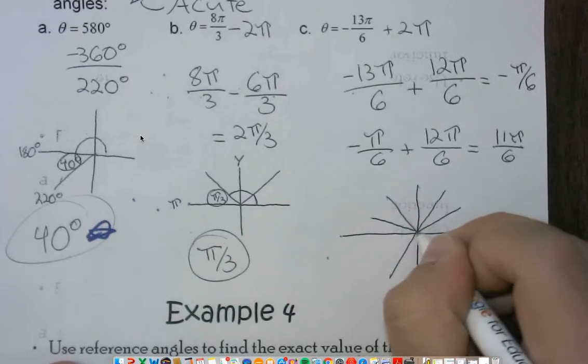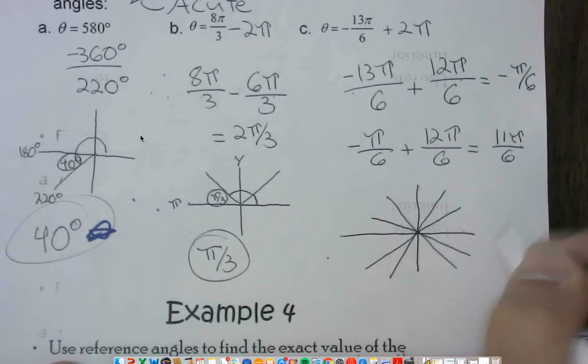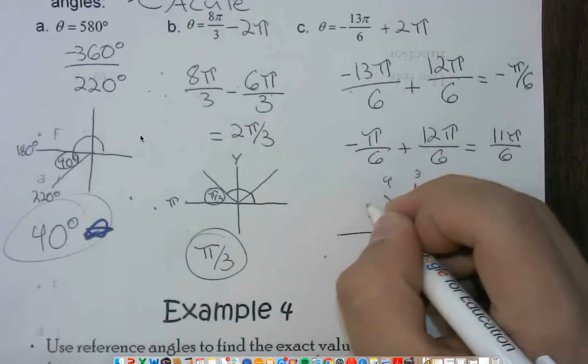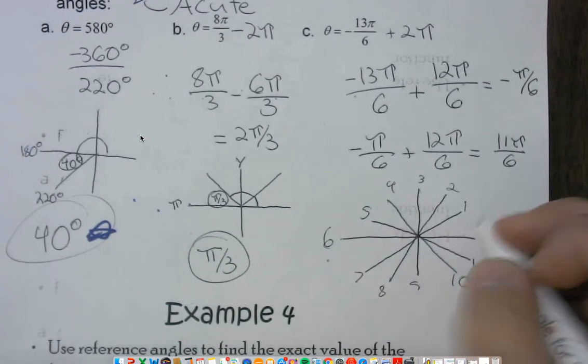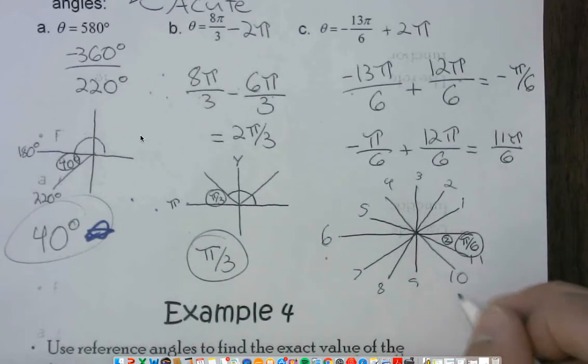Let's sketch this down. Okay, now let's keep going until we hit 11. 1, 2, 3, 4, 5, 6, 7, 8, 9, 10, 11. That means theta is going to be in here, and this is a difference of pi over 6. So pi over 6 in this case is our reference angle.